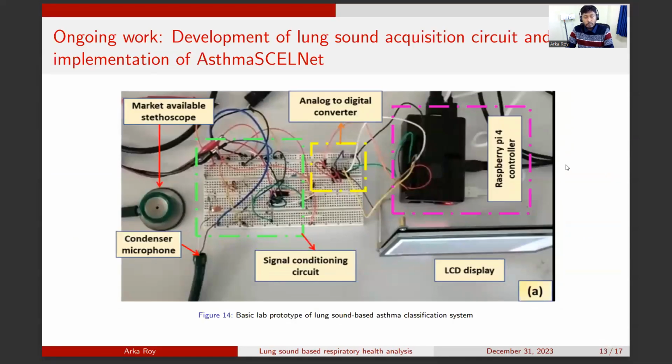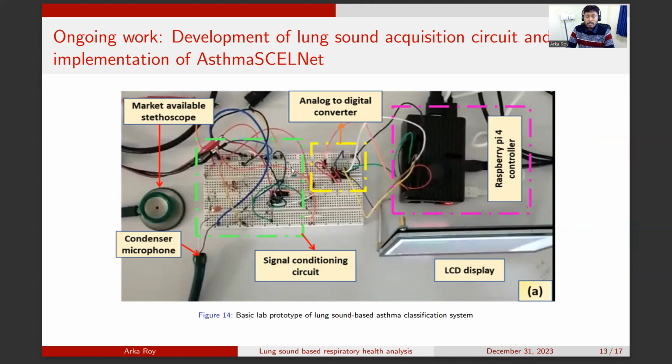So this is the ongoing work. As I had previously told, we will be developing a low-cost digital stethoscope. We are trying to do that using a very low-cost stethoscope available in the market. We just cut it at the point of the earpiece and then inserted a microphone over here. This is the acquisition circuit.